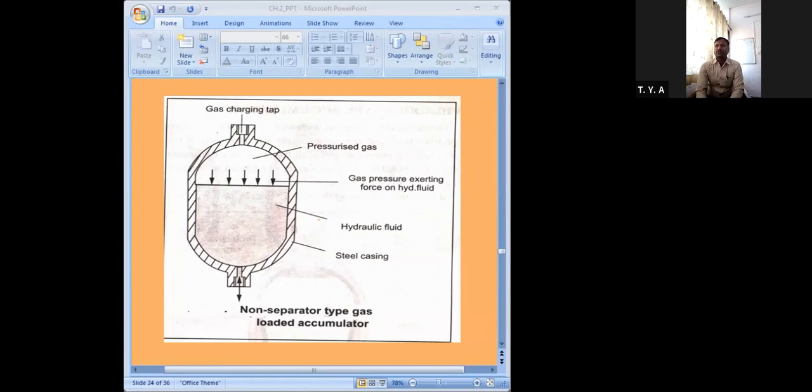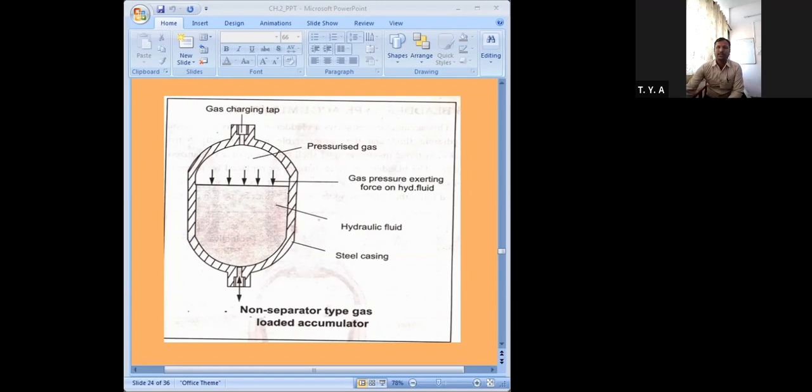fluid, the gas is going to be absorbed by the oil, and it is also entrapped in the oil. So this type of accumulator is not preferred for use with high speed pumps, because the gas is going to be entrapped in the oil, and that may cause cavitation and damage to the pump. Due to that, it is not used much with high speed pumps.